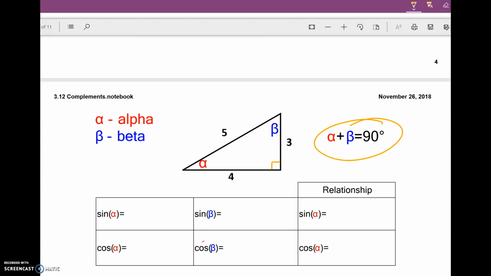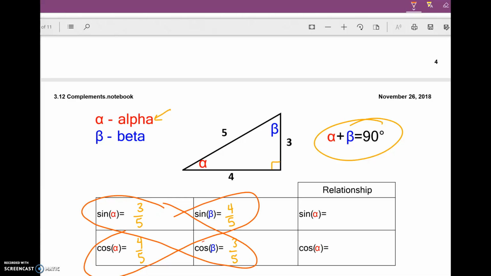If we looked at sine alpha, that A just stands for alpha, sine alpha would be 3 over 5, and sine beta would be 4 over 5. When we find cosine of alpha, that would be 4 over 5. And when we find cosine of beta, that would be 3 over 5. So when we look at that, we notice that, again, for any angle alpha, its cosine beta is going to be equal. For the cosine of any alpha angle, the sine of beta is going to be equal to it.